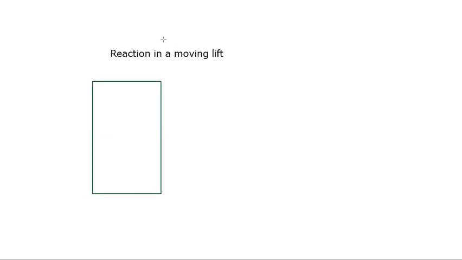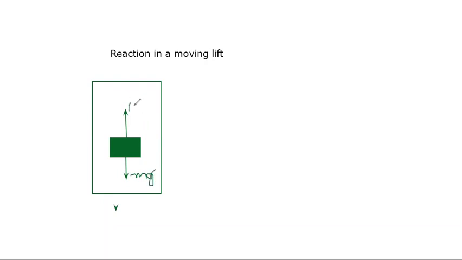If this is a lift, and there is a box on the lift, suppose this box is in the lift. The box's weight is acting downwards, and a reaction force is acting upwards. This block is placed on the floor of the lift. For your benefit, I am just drawing the block above the lift, but actually this block is on the floor of the lift. Understood? So this is W, the weight of the block, acting downwards.